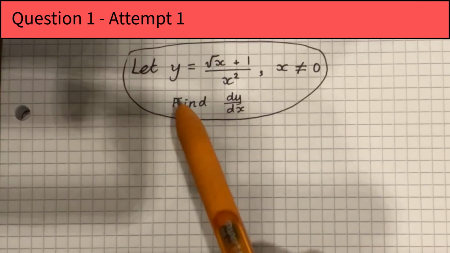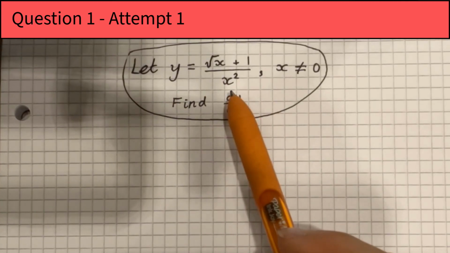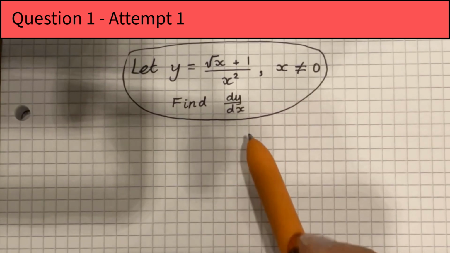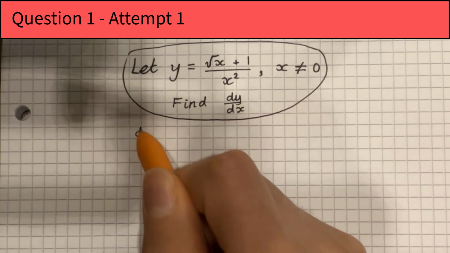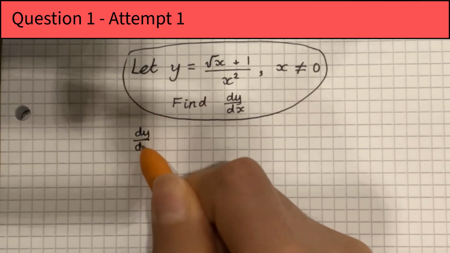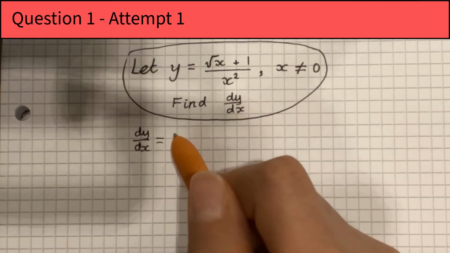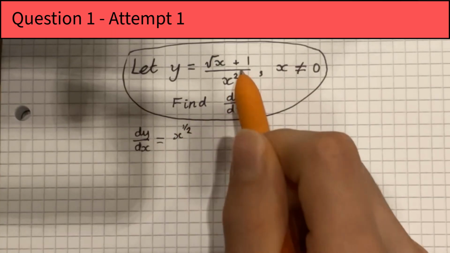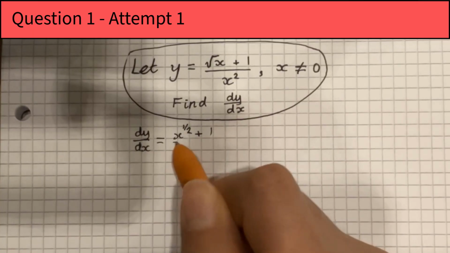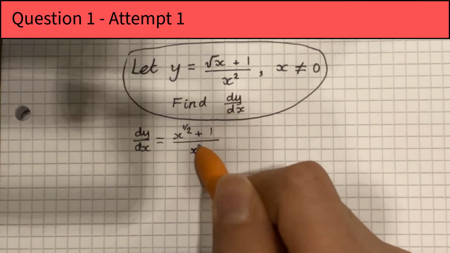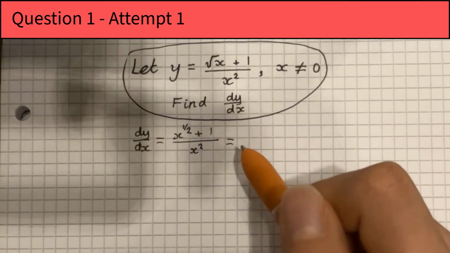In this question, we're given y, a function, and we have to find the derivative. That seems easy enough. So the derivative that we're looking for is dy/dx, the derivative of the y that's given. I'll just simplify the y first. If you remember, the power of a half is represented by a square root, and that's plus 1, and then x squared is like this. We probably should simplify this.